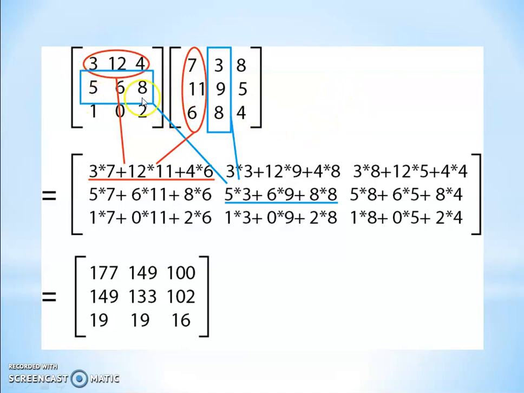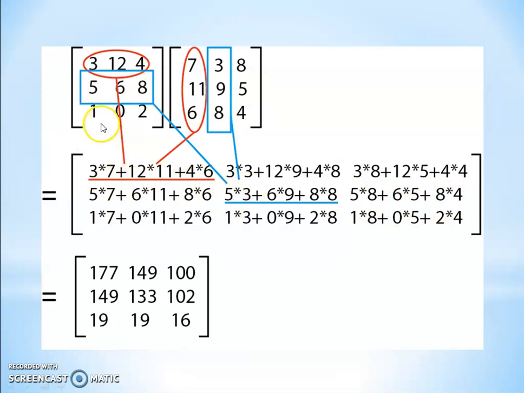Now our second row and first column, 5 into 7 plus 6 into 11 plus 8 into 6. Now second row and second column, 5 into 3 plus 6 into 9 plus 8 into 8. We cover the second row, second column. Now second row, last column, 5 into 8 plus 6 into 5 plus 8 into 4. We cover the second row of A into B.